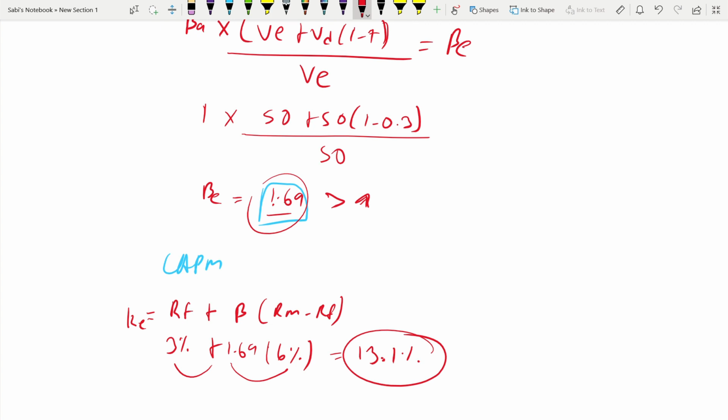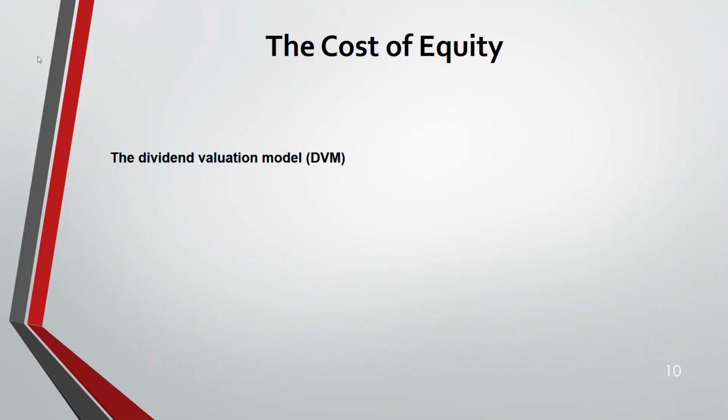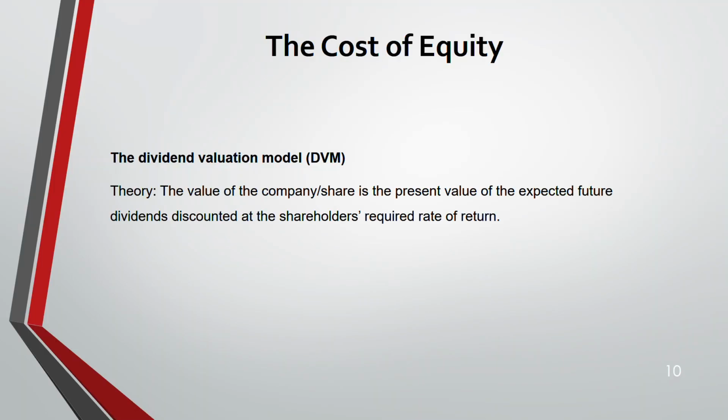So now let us go to the second model. Dividend valuation model. Now, this model is based on the assumption that the value of the company, or the value of the share, is simply the present value of the expected dividends in the future. Whatever dividends you expect in the future, you discount them, and that is your value of the company or share. We are talking about dividends or shares because we are talking about equity holders, right?